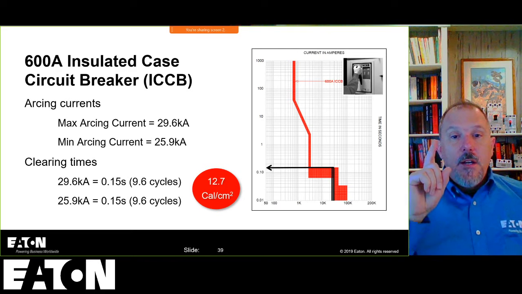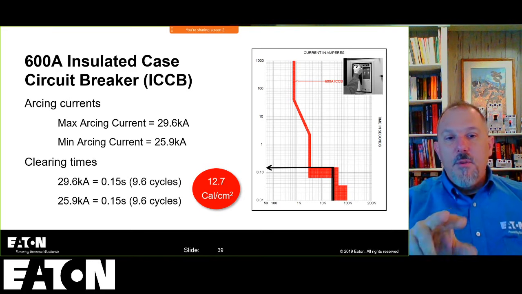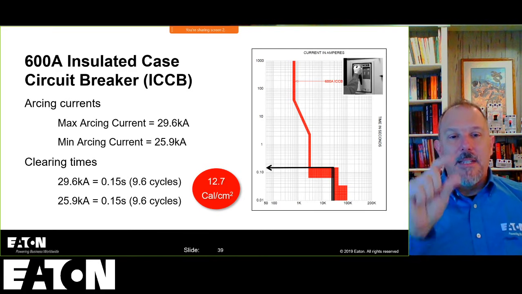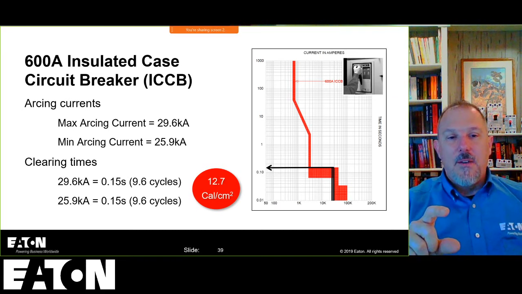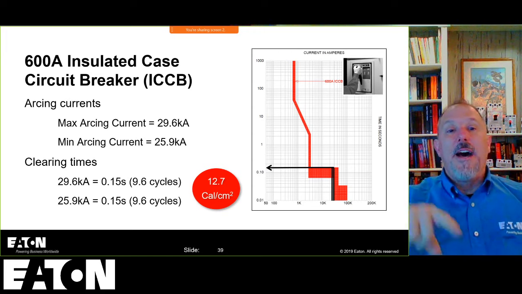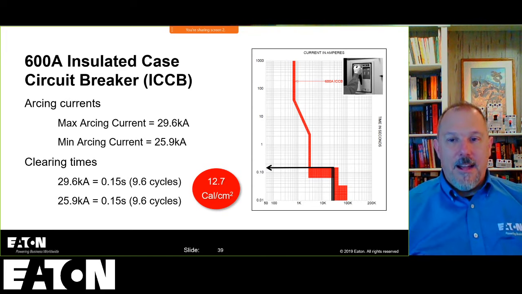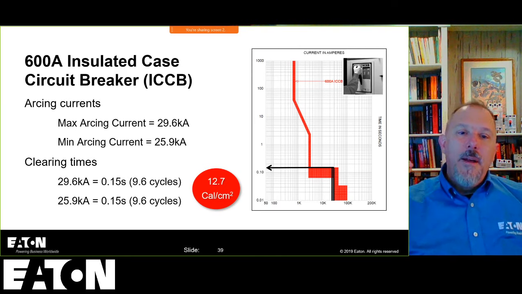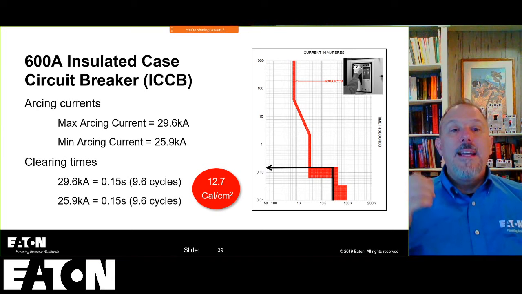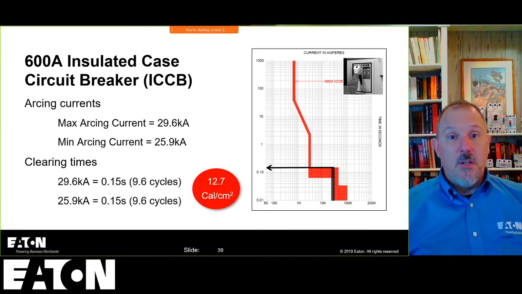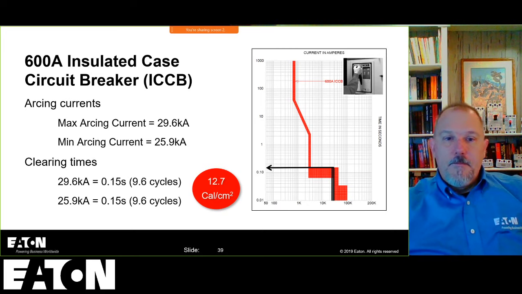Now my clearing time for both of these fault currents is exactly the same, 9.6 cycles. So now the higher incident energy is going to be based on the higher fault current, and this yields 12.7 calories. So I went from less than 1 calorie to 12 calories. Both of them are still 600 amp circuit breakers. One is a molded case, one is an insulated case.